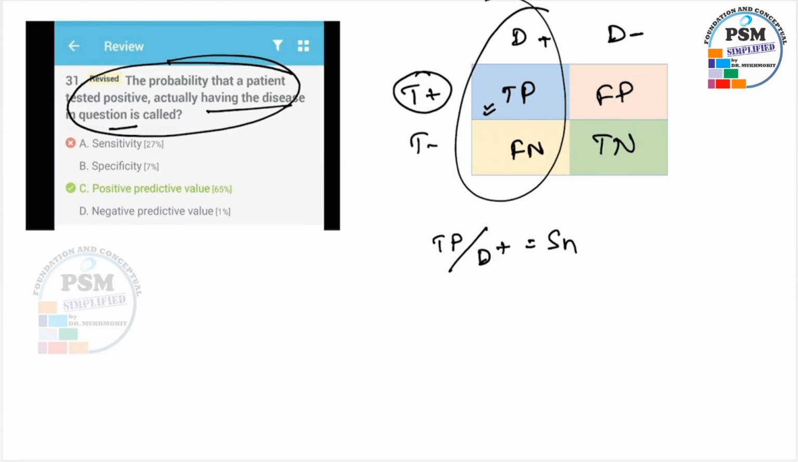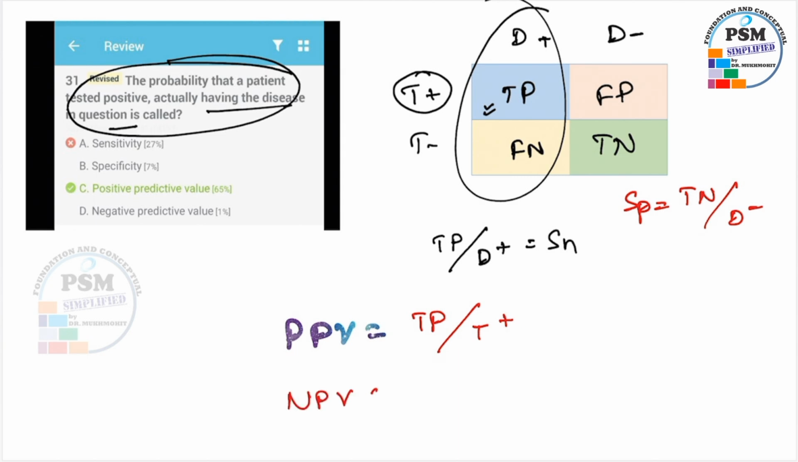On the same principle, what is specificity? That is true negative divided by the D minus. On the same principle, what do we mean by the positive predictive value? Positive predictive value is given by the true positive divided by tested positive. And the negative predictive value will be given by the true negative divided by the tested negative.